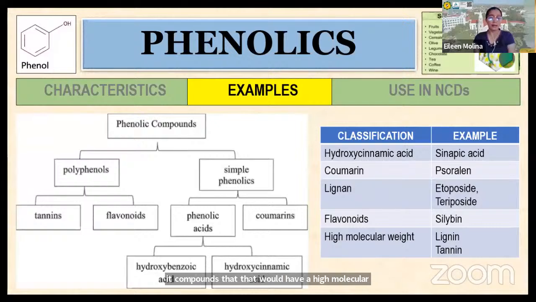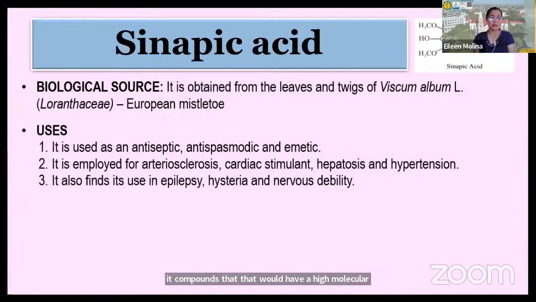Cinnamic acid is obtained from the leaves and twigs of Viscum album, known as the European mistletoe. It is used as an antiseptic, antispasmodic, and emetic. It was also employed for arteriosclerosis, as a cardiac stimulant, for hepatosis, and for hypertension.